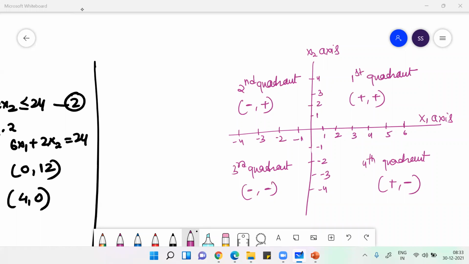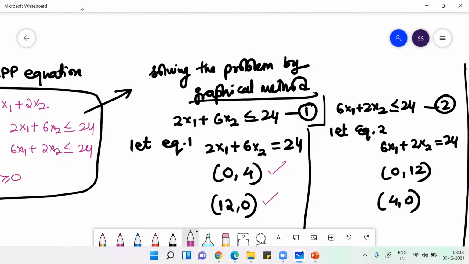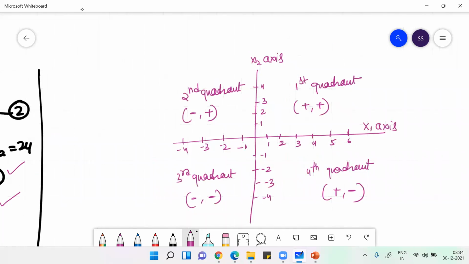Till here, anyone have any doubt? Because if you observe the values I got, 0, 4, 12, 0, 0, 12, 4, 0, in both the values x1, x2, whatever I got, all are positive. So why should I waste my time drawing all the four quadrants? While drawing the diagram, I'll only draw the first quadrant.